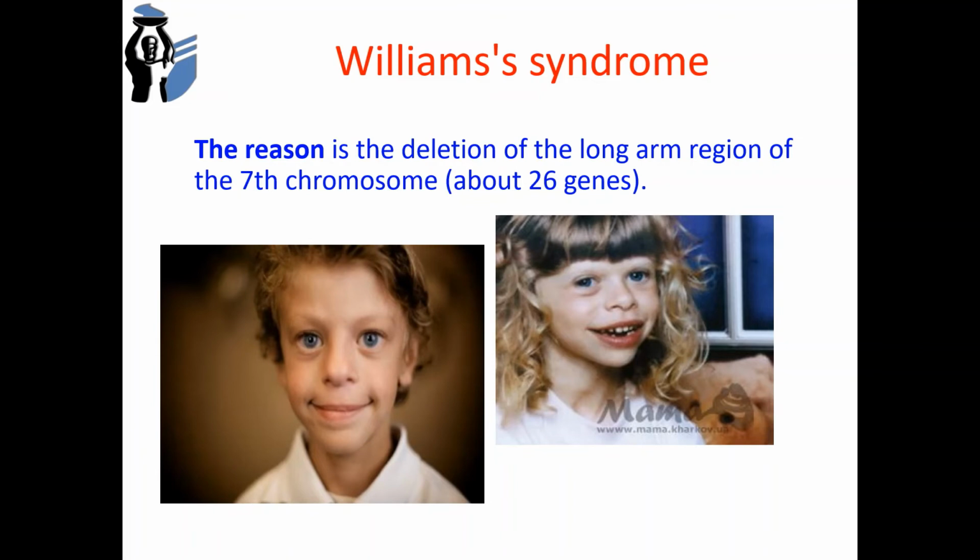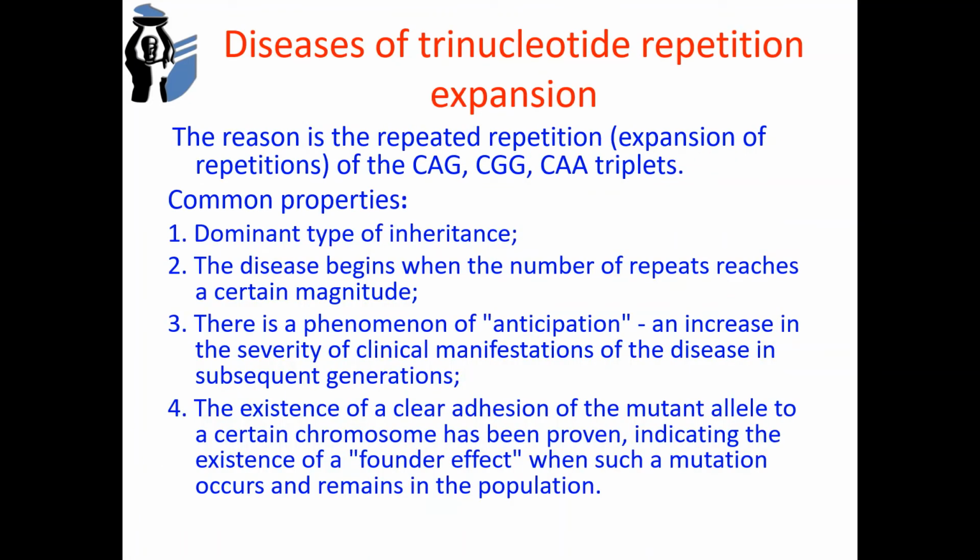The next group is diseases of trinucleotide repeat expansion. The reason is the repeated expansion of repetitions of CAG, CGG, and CAA triplets. These diseases have some common properties. They are on the screen. At first, a dominant type of inheritance. Secondly, the disease begins when the number of repeats reaches a certain magnitude.